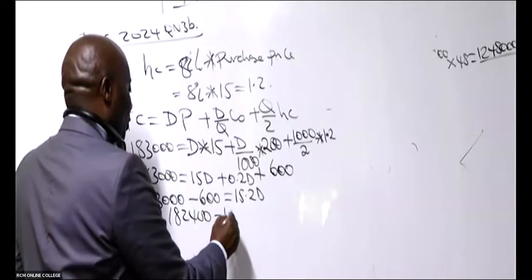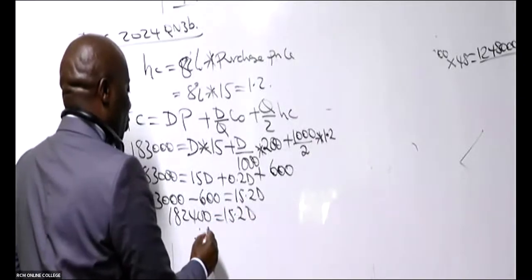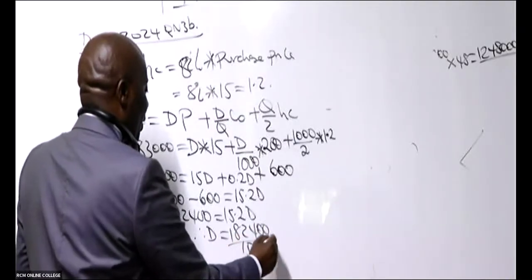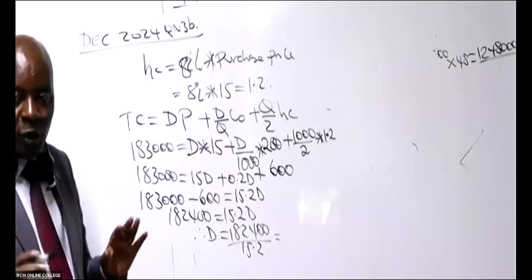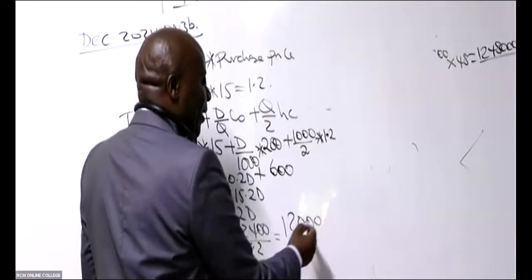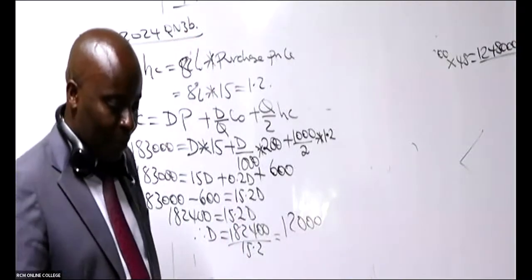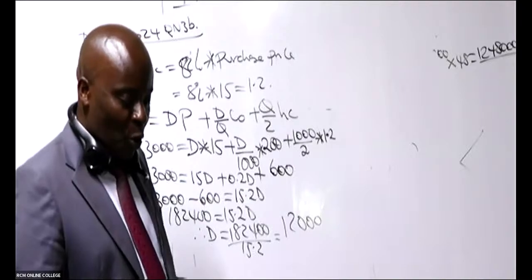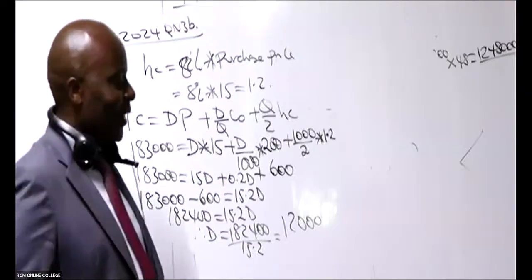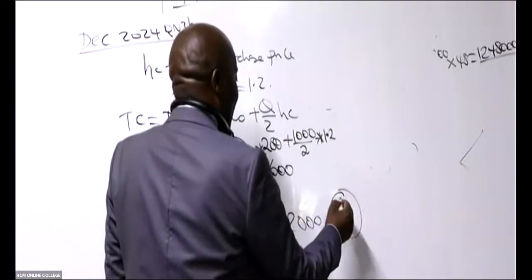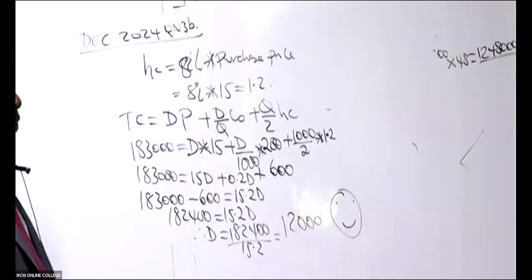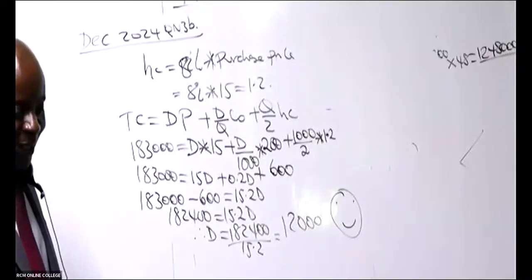182,400 equals 15.2 dog. Therefore, dog will be 182,400 divided by 15.2, which will end up giving me what figure? 12,000. So in this case this is agreeing, right? Because the question was that we prove using appropriate calculations how annual demand of stock items amounts to 12,000. So here now we are very happy in an exam. We can even draw a smiling emoji, because we are very correct.